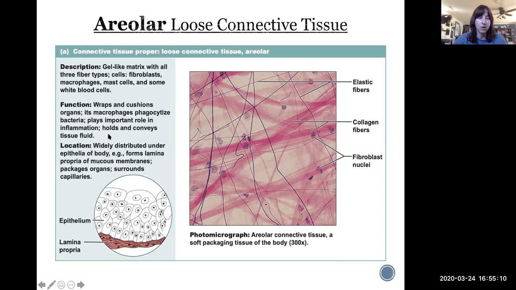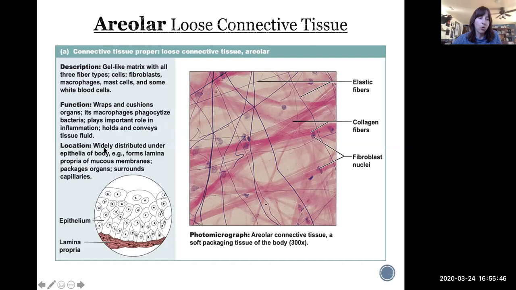And we've got also tissue fluid being held here and moved around the body. So kind of like, you can see if you're dehydrated by pinching your skin, right? If your skin bounces right back, then you're properly hydrated. And if you can hold it there, if it will sort of slowly go back, then you're dehydrated. Check your dog too, and check your little face, you know, to see if they're dehydrated. That's because of your areolar loose connective tissue holding the fluid that your body should have.